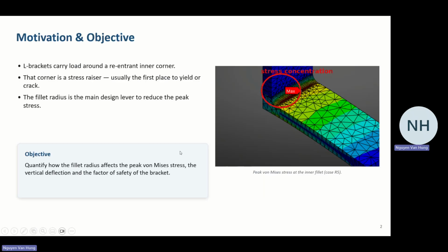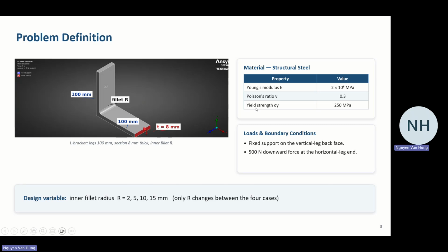And here's the motivation and objective. A bracket like this transfers load around the inner corner, so that corner sees a much higher stress than the rest of the part. It is the critical location for yielding or fatigue cracking. The most direct way to control it is the fillet radius. So the objective is simple: measure how much a larger fillet reduces the peak stress and the deflection, and how much it improves the factor of safety.